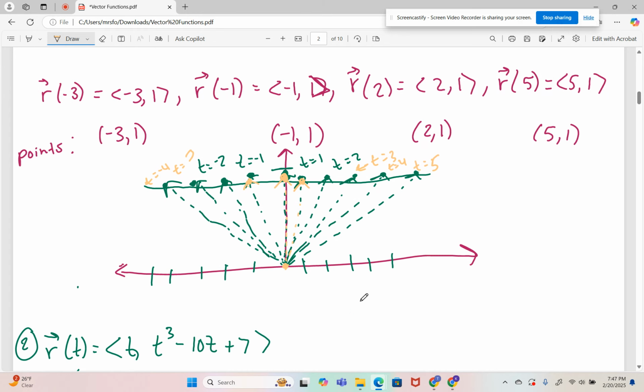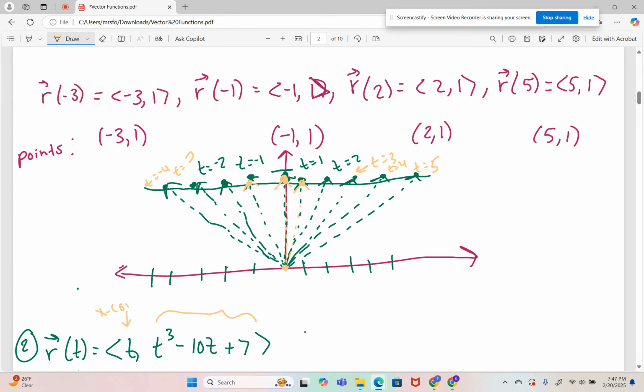So then I looked at another vector r of t, where the x component was t and the y component was t cubed minus 10t plus 7. So whatever I choose my t to be, that'll be what the x component is, and then I have to substitute it in to find the y component.